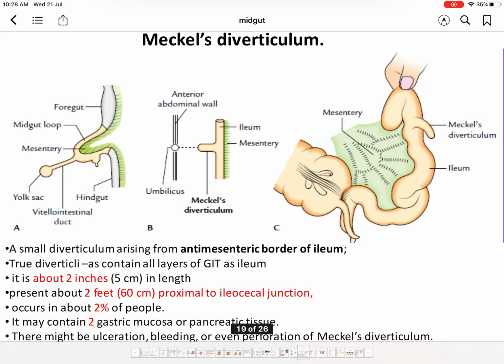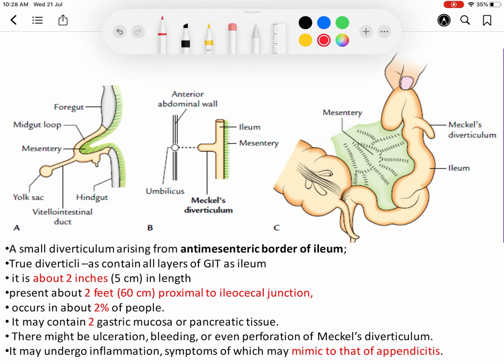Now coming to Meckel's diverticulum. What is Meckel's diverticulum? It is a small diverticulum arising from the antimesenteric border of the ileum, and it is a true diverticulum which is the proximal part of the vitellointestinal duct which remains.